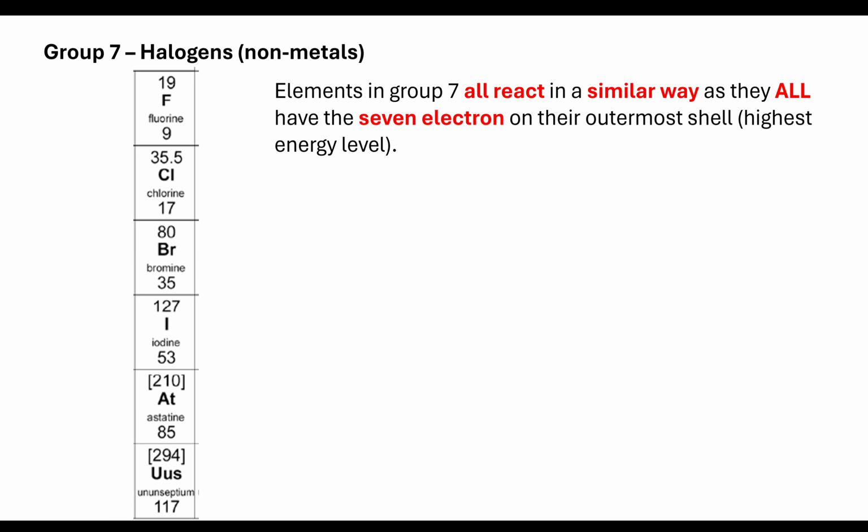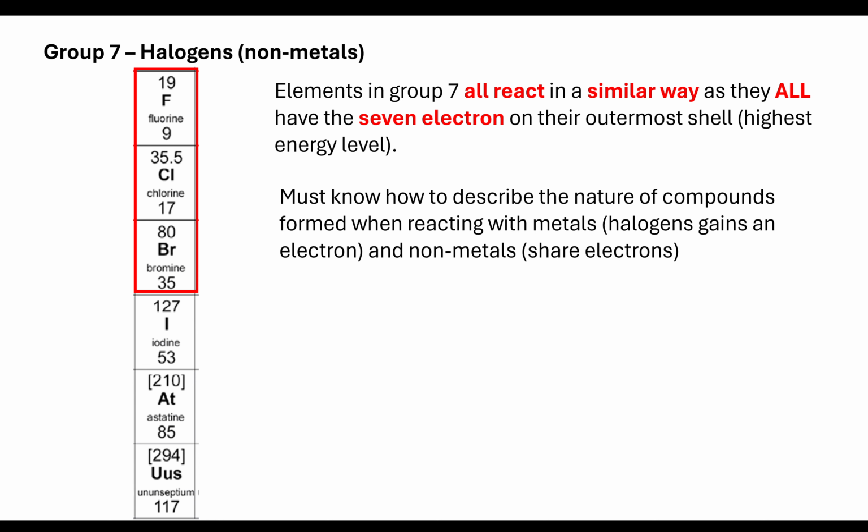So in this lesson, I'm going to look at the group 7 halogens, which are your non-metals. Now, elements in group 7 all react in the same way, as they all have 7 electrons on their outermost shell because they're in group 7. So therefore, in the highest energy level, they have 7 electrons.